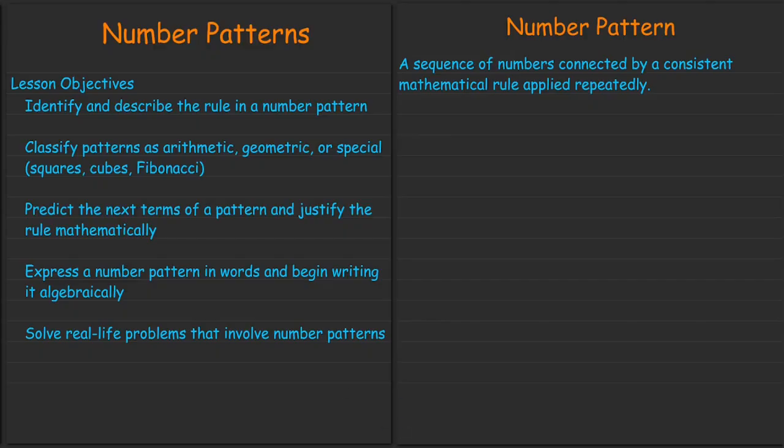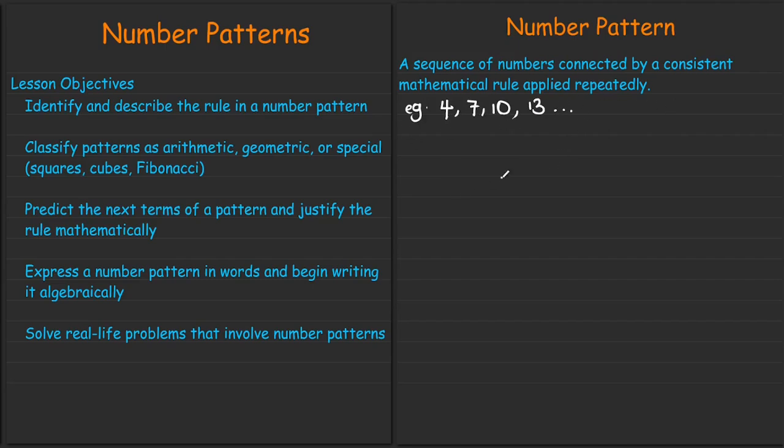So let's start by looking at what a number pattern is. When we talk of a number pattern, it's simply a sequence of numbers that are connected by a consistent mathematical rule applied repeatedly. You see, so just a sequence of numbers, and you have a rule that tells you what the next number would be. A typical example of a number pattern is what we have here. So we have the number 4 followed by a 7, a 10, and then a 13. Now, if this continues, we say it's an infinite sequence.